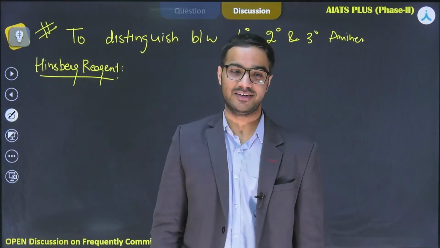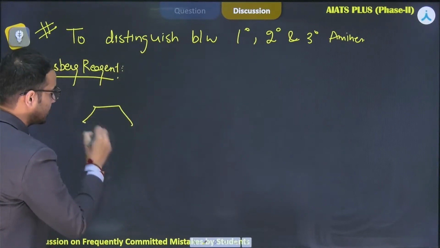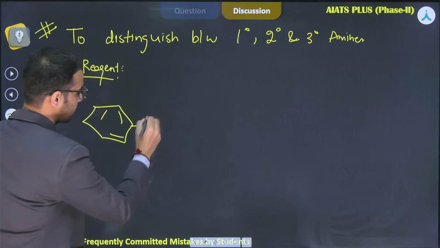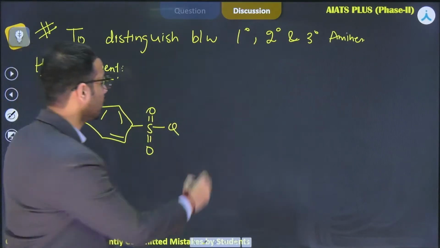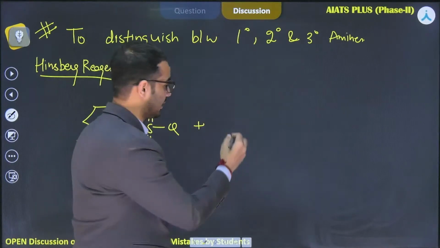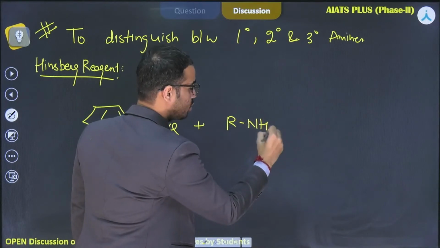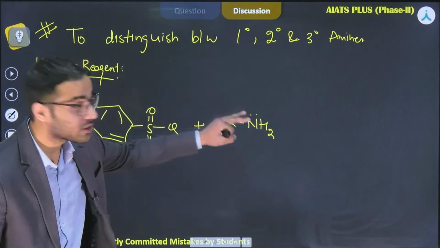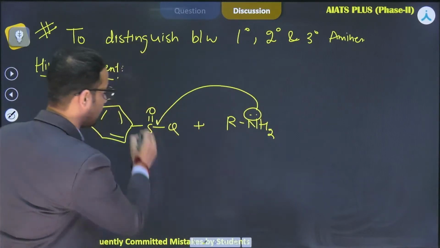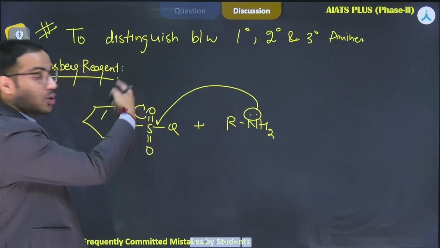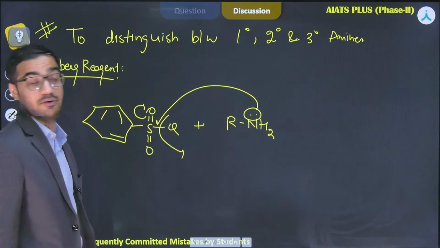This is the main scene. What we have to take? Let us take benzene sulfonyl chloride, and you are reacting with a primary amine. Let us say you are taking RNH2. So what will be the case? This nitrogen will attack over here, and this will move over here at the oxygen and will again come back, releasing the chloride ion.